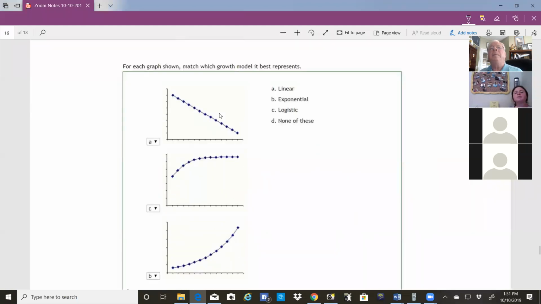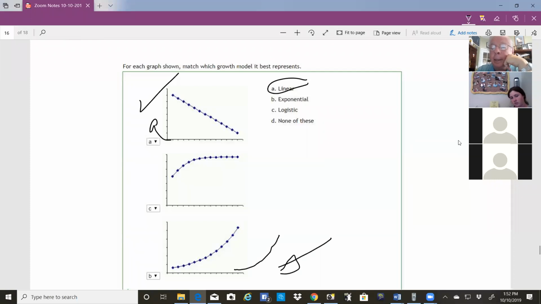Now, this problem is just to match up the different kinds of functions. We really haven't talked about logistic functions. I'll say something about that in a moment. The first one, obviously, is a straight line, and it's linear. The third one is going up, not in a straight line, but what looks like an exponential function. So that would be B.